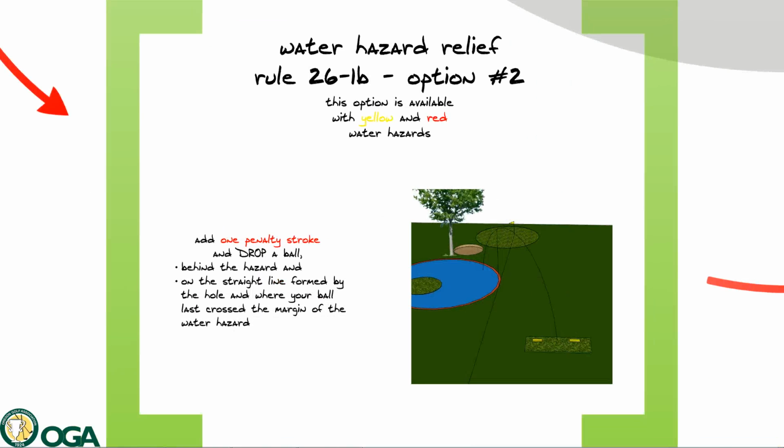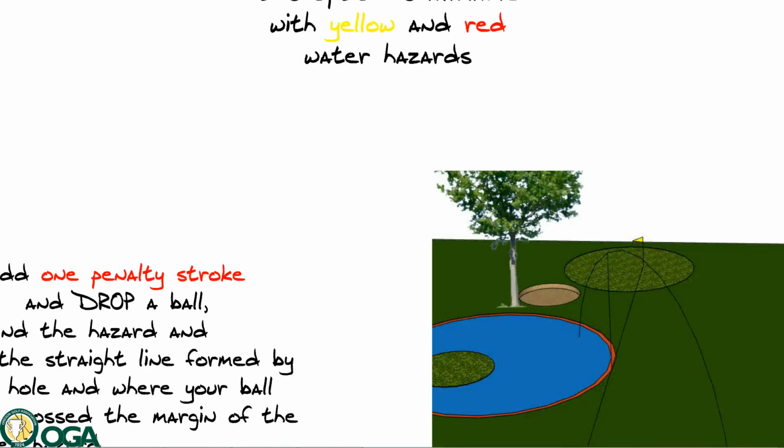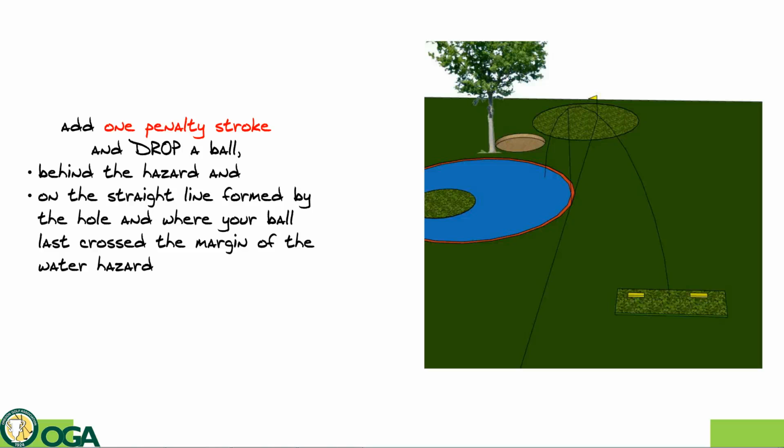Rule 26-1B is also available for both yellow and red marked water hazards. This rule allows you to drop a ball under penalty of 1 stroke behind the water hazard, keeping the point where the ball last crossed the margin of the water hazard between you and the hole.